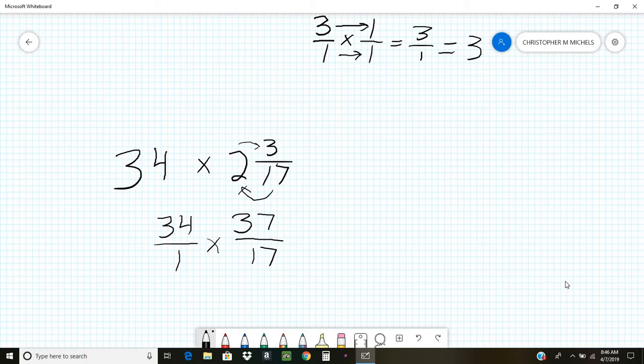Again, we look for cross reduction, and especially with quantities like this, I really try to do the cross reduction because it'll make the numbers a lot smaller, because I really don't want to do 34 times 37 and 1 times 17 and then try to look for the reduction there. If you notice, 17 and 34 can reduce. 17 goes into 17 one time. 17 goes into 34 twice. So we multiply straight across what's left over. 2 times 37, what's that? 74 over 1, which is just 74.